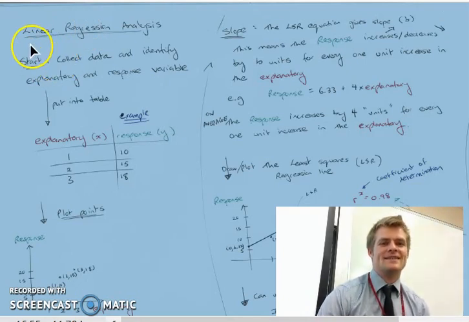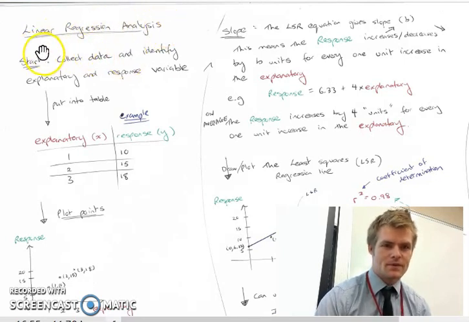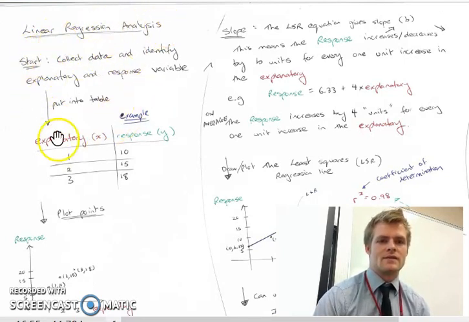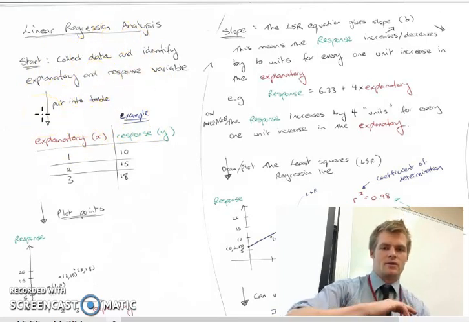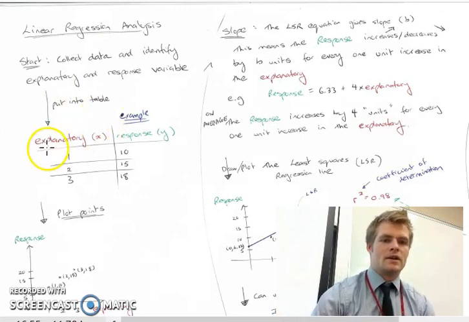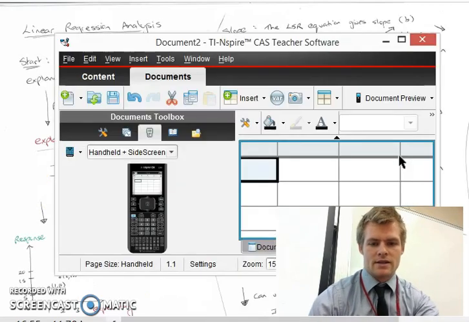Okay. So this document covers linear regression. The first thing you have to do is collect some real life data, and we know that things aren't always in a perfectly straight line. Then you'll have to identify the explanatory and response variables if you're doing it by CAS. The example goes for this one.